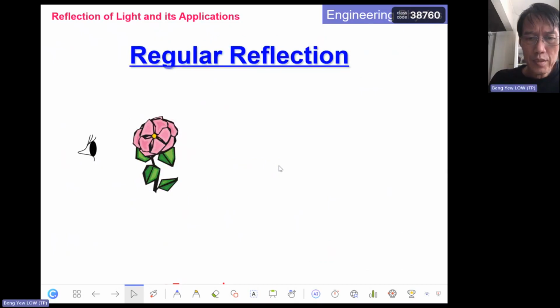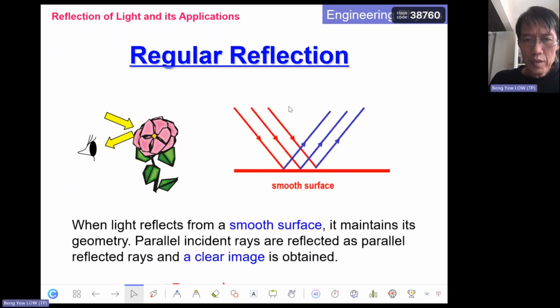There are two types of reflection. The first is called regular reflection. Regular reflection occurs when light is reflected from a smooth surface. Parallel incident rays are reflected as parallel reflected rays, and a clear image is obtained. In this image, the light that is reflected from the flower is regular. Hence, we see a sharp image of the flower.